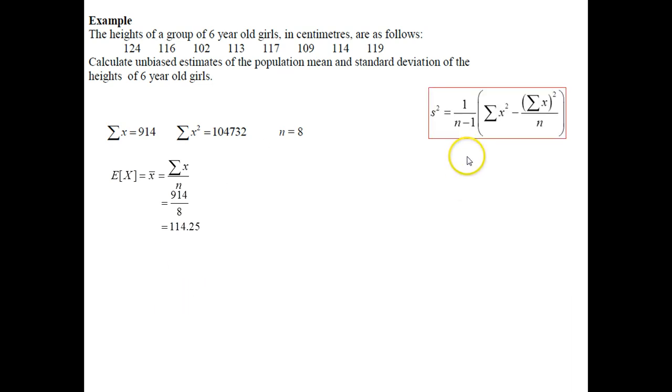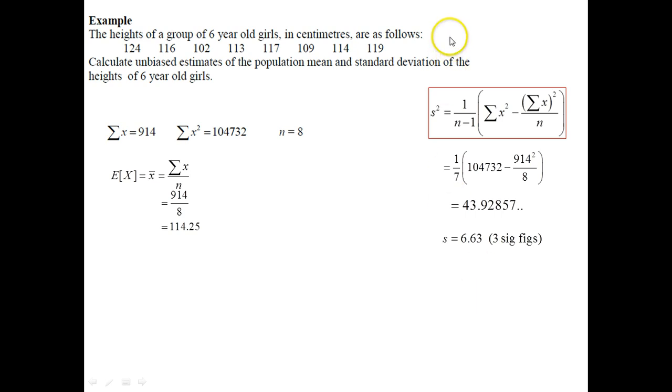We're going to use this formula now for an estimate of the variance of the population from our sample. So we have sigma x squared, which was 104,732, minus sigma x, which was 914, squared divided by 8, and divide the whole answer by 7, so n minus 1. And we get 43.93-ish as our variance. So the estimate for the standard deviation is s, which is the square root of that, giving us 6.63 to 3 significant figures.